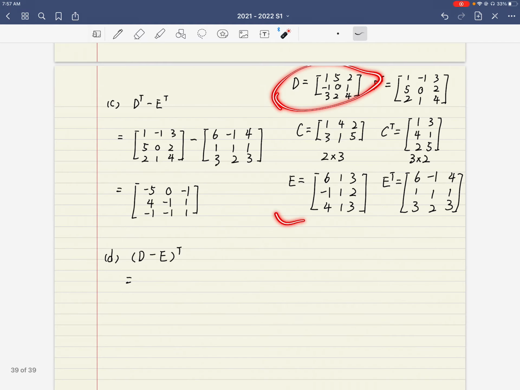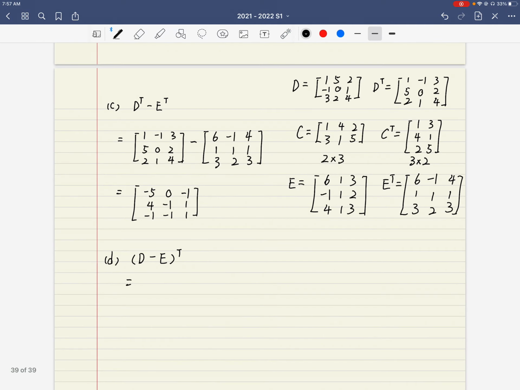So D minus E, right? D is here, minus E is here. So again, it's a first entry minus first entry. It's going to be 1 minus 6 is -5, right? And then the 1, 2 entry minus the 1, 2 entry, 5 minus 1 is 4. Right? You do the same thing for every entry. Here -1, here 0, here -1, here -1, -1, 1, 1. Okay, then you transpose it.